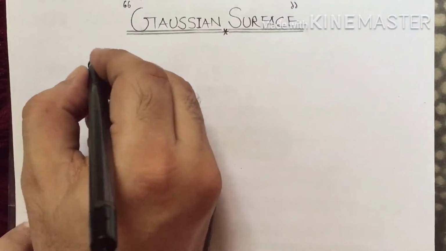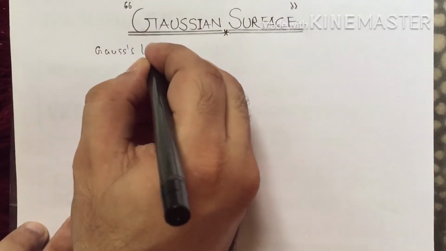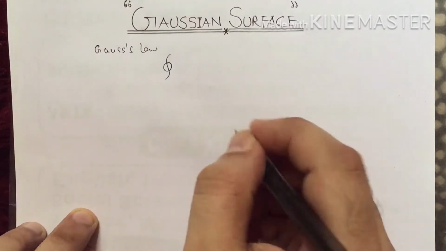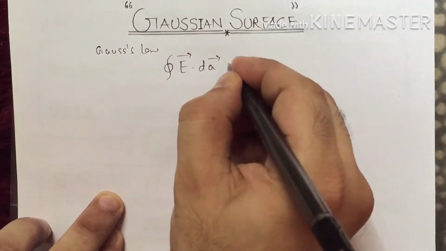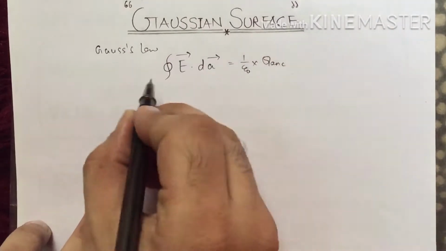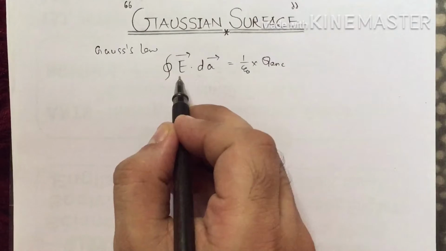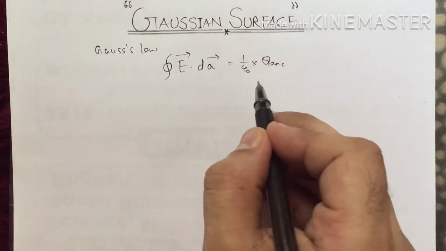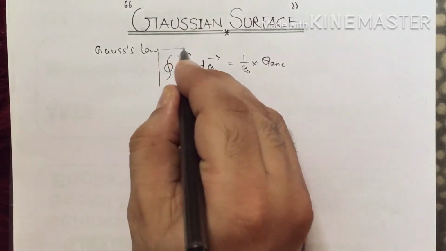Now from Gauss law we know the flux, integral of E dot dA, is equal to 1 by epsilon naught times the total charge enclosed. This is your Gauss law, where the left hand side of the equation represents the flux of the electric field, and this is the statement of your Gauss law.